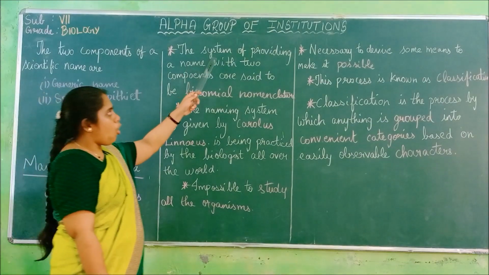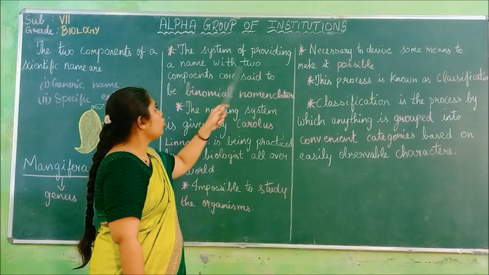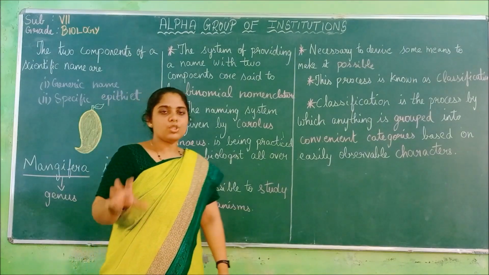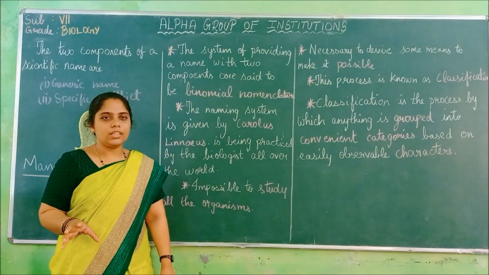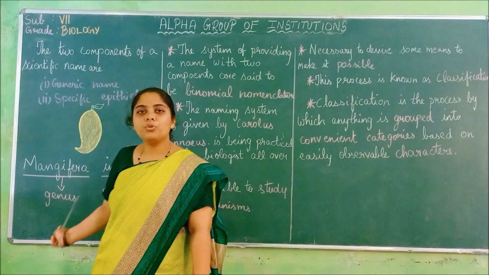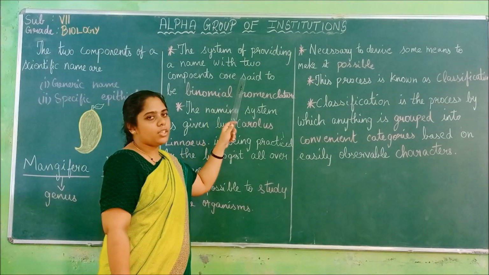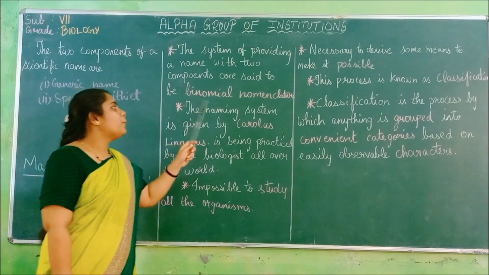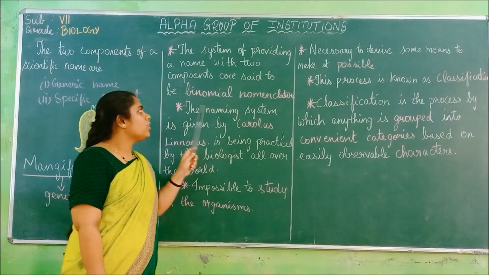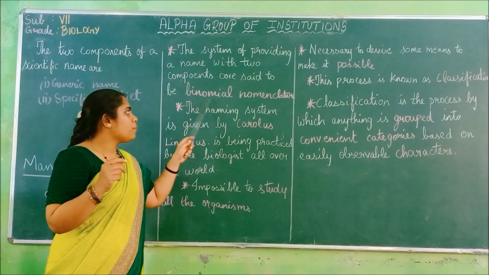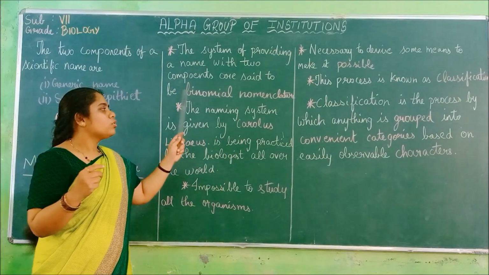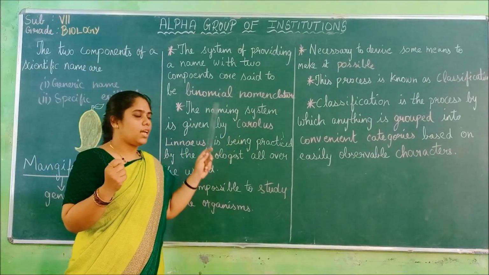And the system of providing a name with two components is said to be binomial nomenclature. So naming the organism with two components is said to be binomial nomenclature. Bi means two, nomial means naming, nomenclature. Using two components to name any organism is binomial nomenclature.